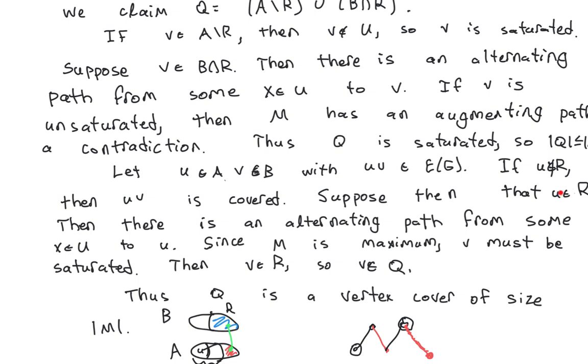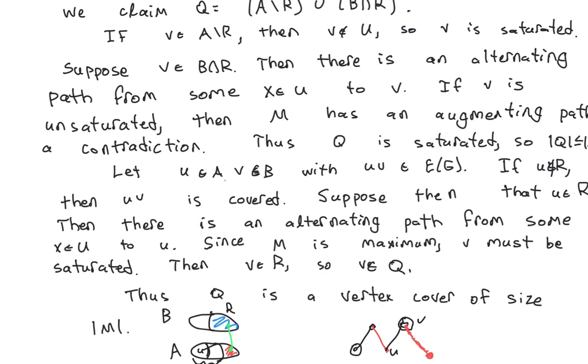So suppose that U is in R. So what do we need to show? We need to show that V lands in the blue stuff. So V has to be in R. So then we are in this scenario here where now I can label these vertices as U and V.